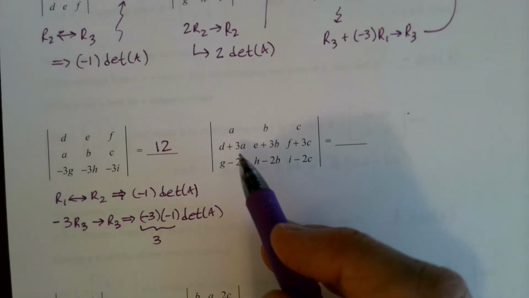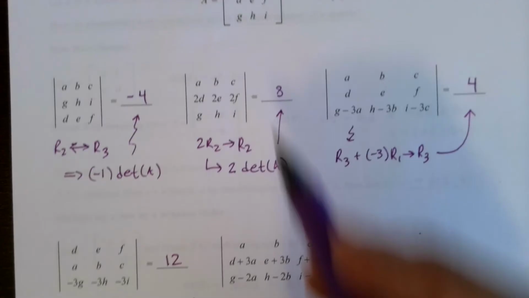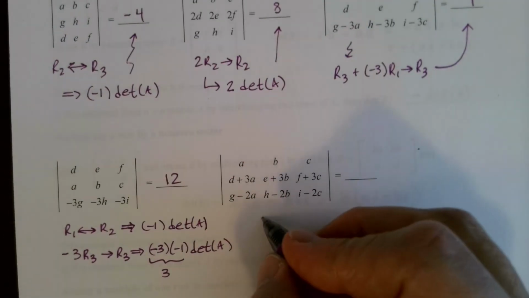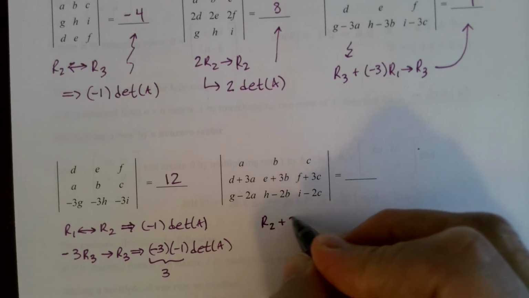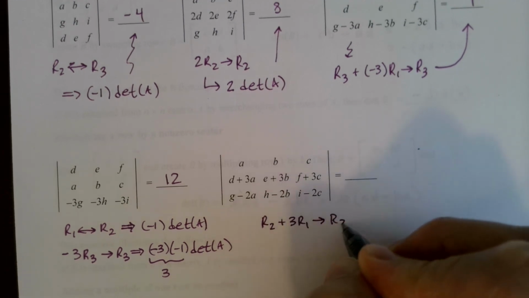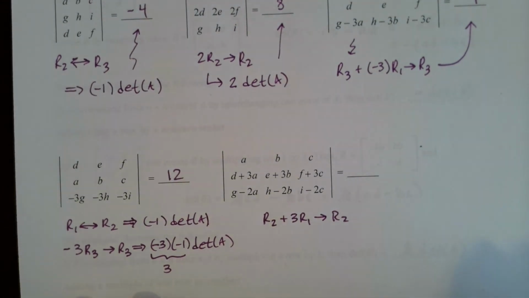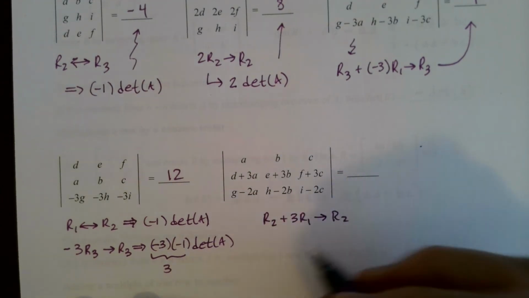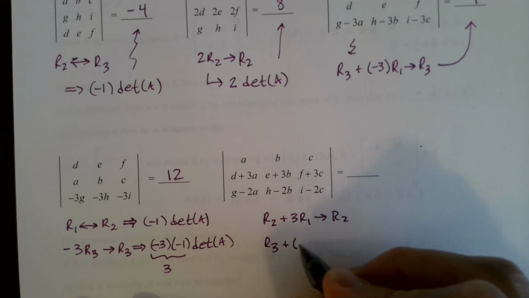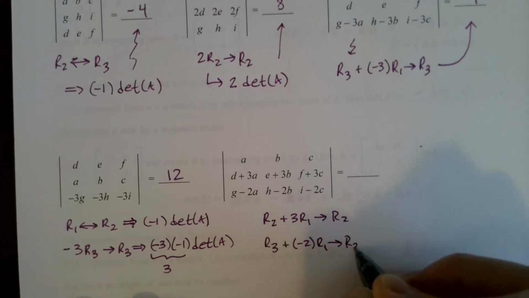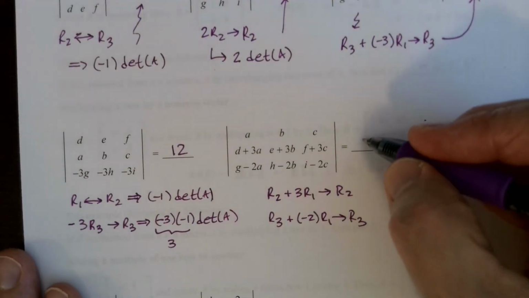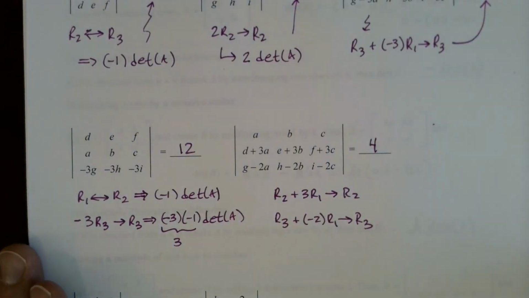If I look at this one, notice ABC, that's the same as the first row, but then I've got D plus 3A, E plus 3B, F plus 3C. So this is row 2 plus 3 times row 1, replacing row 2 with that. But how does that affect the determinant? It doesn't. Notice here I've got G minus 2 times A, H minus 2 times B, I minus 2 times C. So this is row 3 plus what? Negative 2 times row 1. And again, no effect, right? So I've just did 2 row operations, but they don't have any effect on the determinant, so it's the same. The determinant of A is 4, and so the determinant of this matrix will be 4.